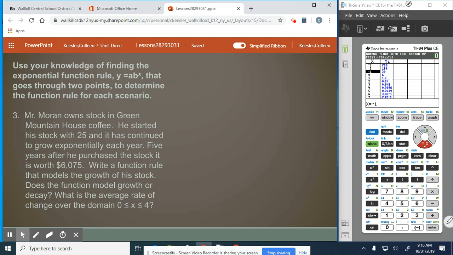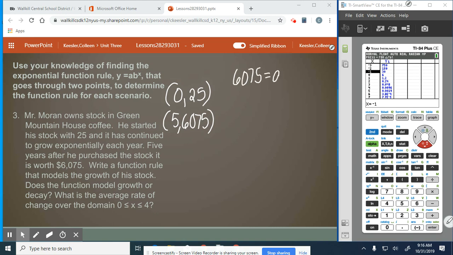Okay, so let's talk about that first. So we have two coordinates. We have (0, 25), because he started at 25, and then we have 5 years later is 6,075. So we can use our equation, 6,075 equals ab to the fifth over 25 equals ab to the 0. A's cancel out.